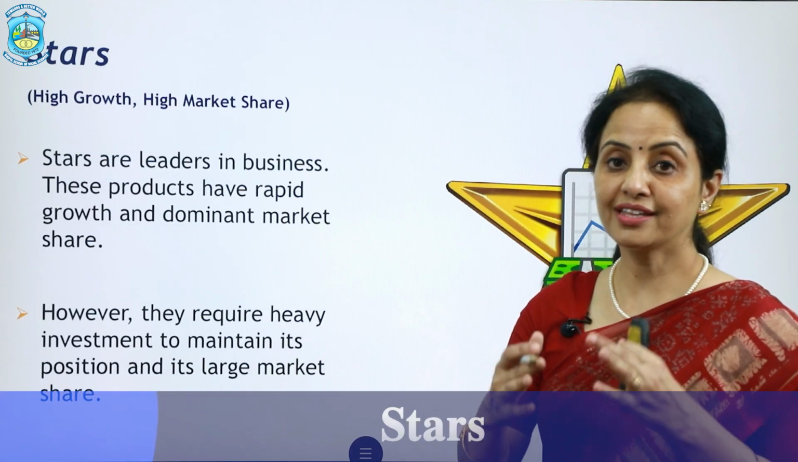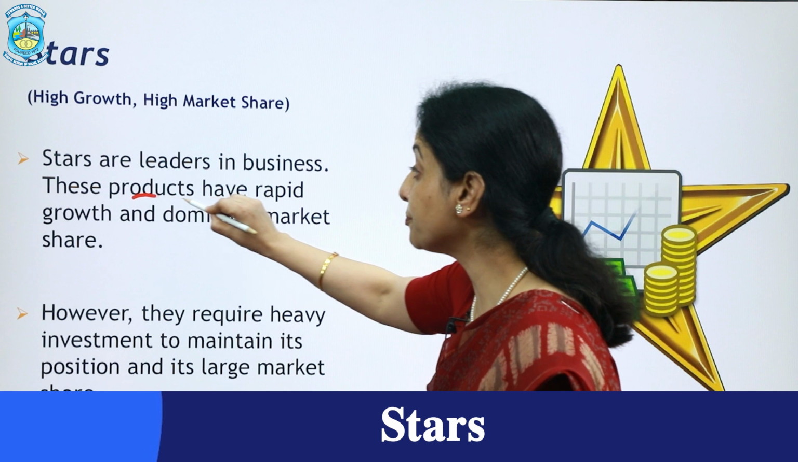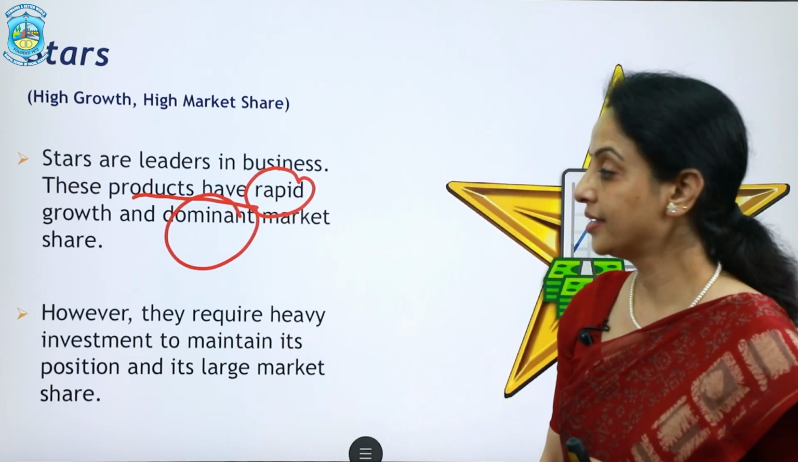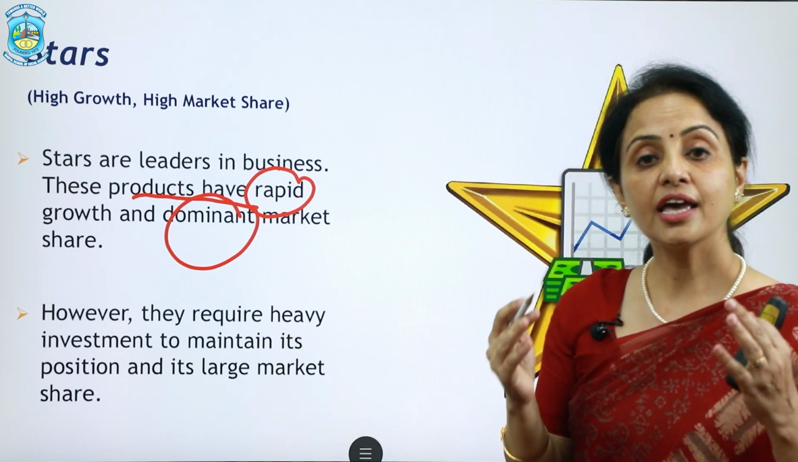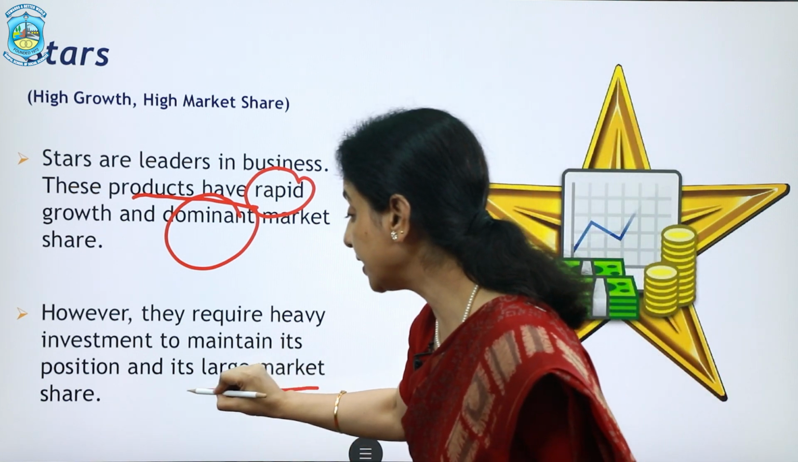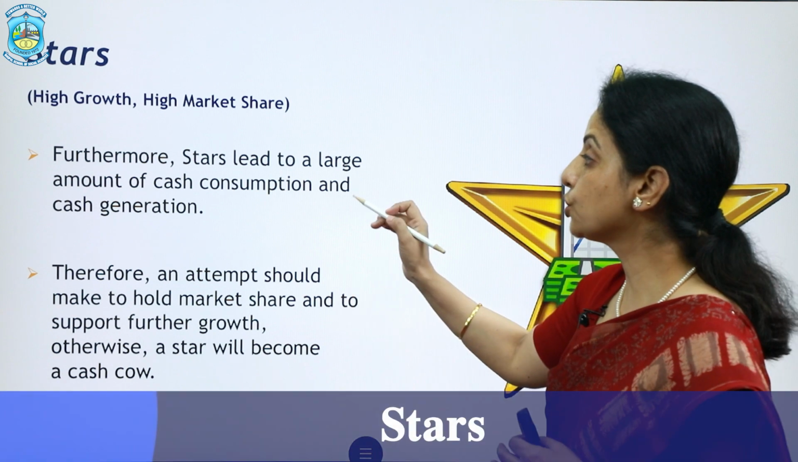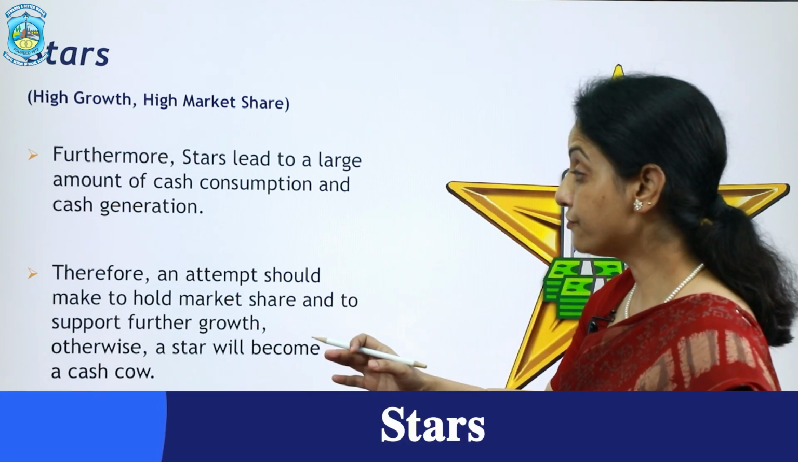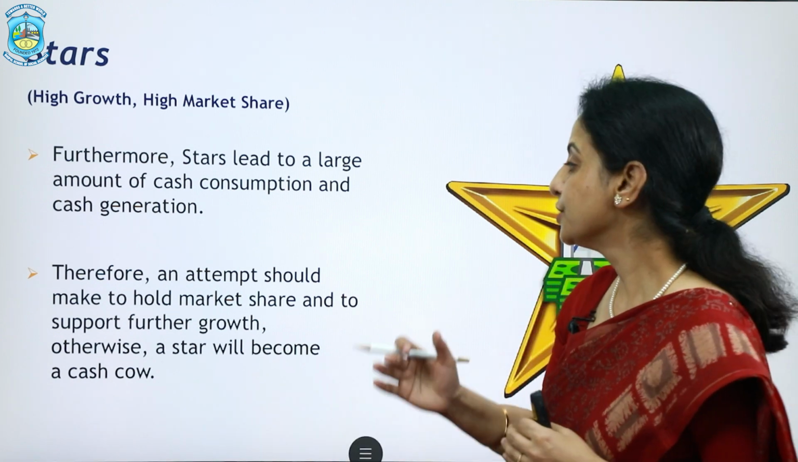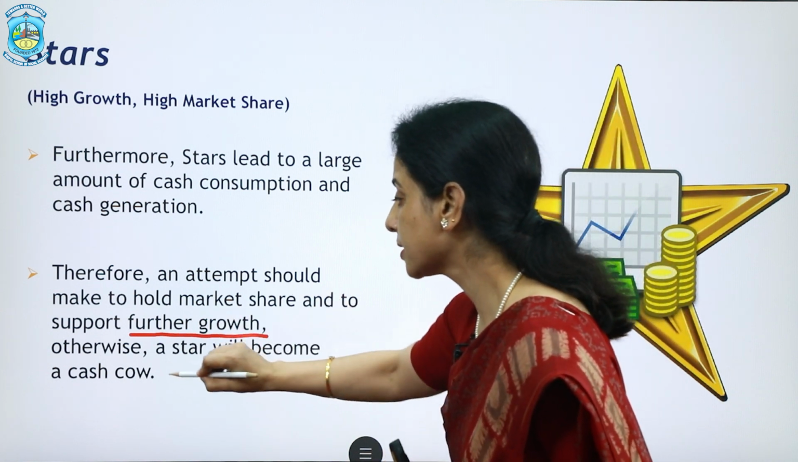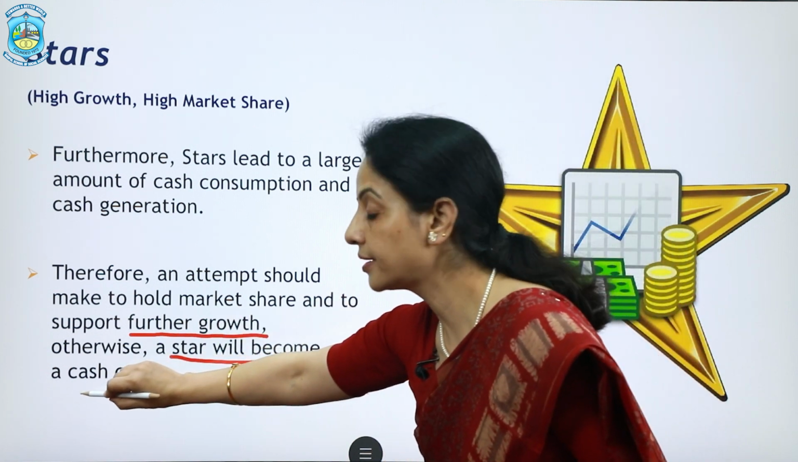Stars are next. They are the leaders in business. These products have rapid growth. They have the dominant market share. However, they require heavy investment to maintain this position and to maintain this large market share. Furthermore, the stars lead to a large amount of cash consumption and cash generation. Therefore, an attempt should be made to hold the market share and support further growth. Otherwise, a star could become a cash cow.